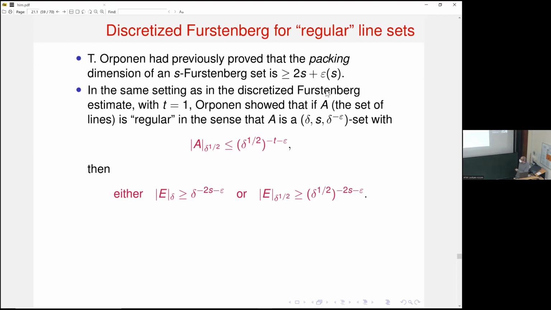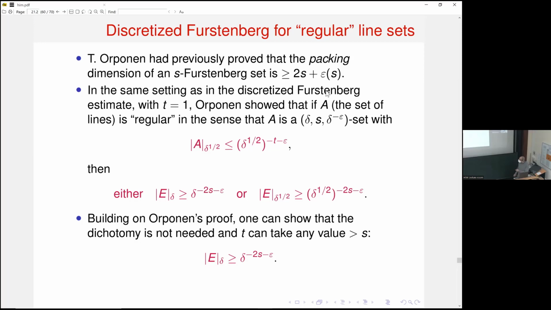Then the second problem is that we have this dichotomy. We want to have a gain at scale just delta, not either delta or square root of delta. Well, it turns out that if one still assumes the regularity, one can get rid of the scale square root of delta. The dichotomy is not needed. If we have this assumption, then we have a gain at scale delta.